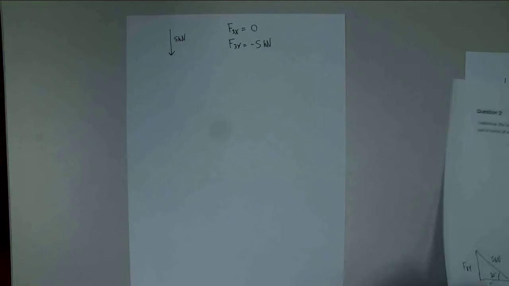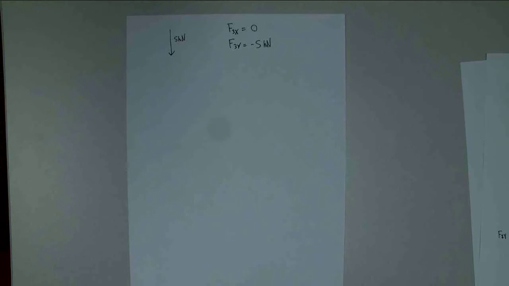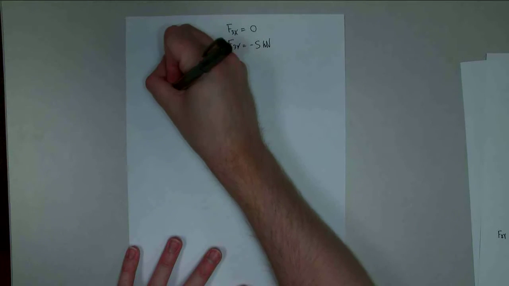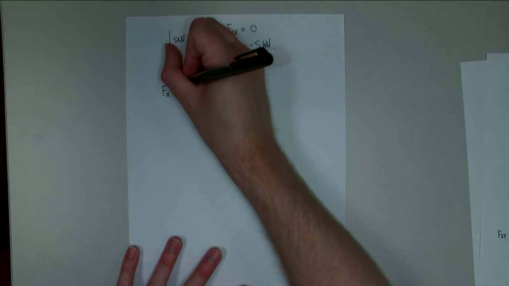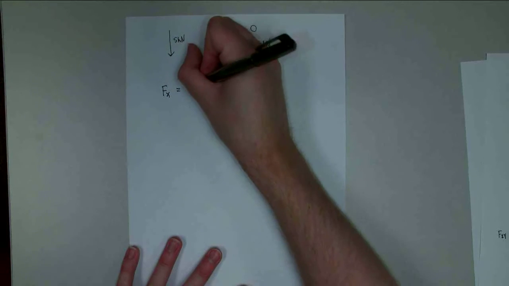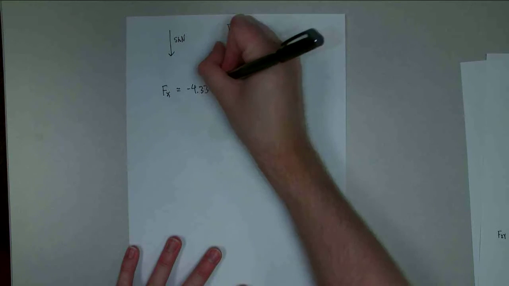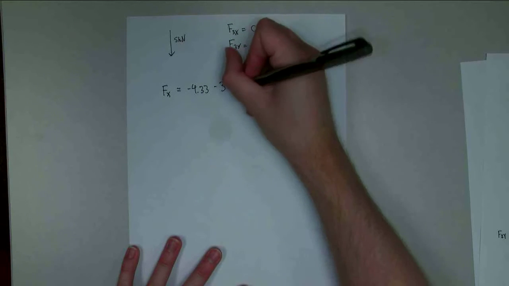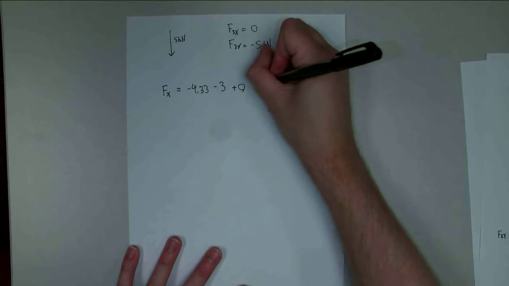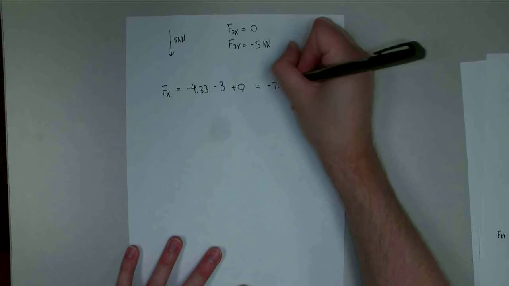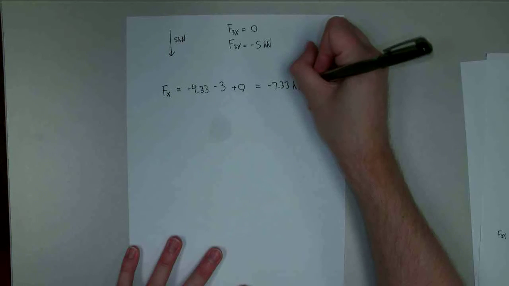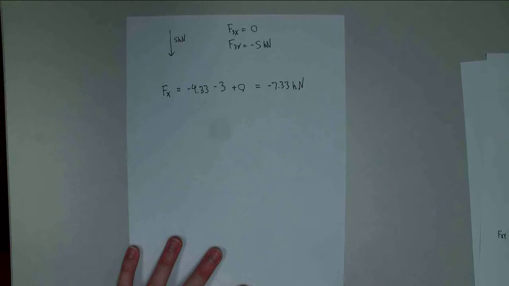Alright, so to find the sum of these three vectors, I simply need to add up the x components and add up all the y components, and that gives me the x component and the y component of the sum vector. So Fx, the total force, the net force, is going to be equal to negative 4.33 minus 3 plus 0. And so my total is negative 7.33 kilonewtons. That's the x component of my sum vector.